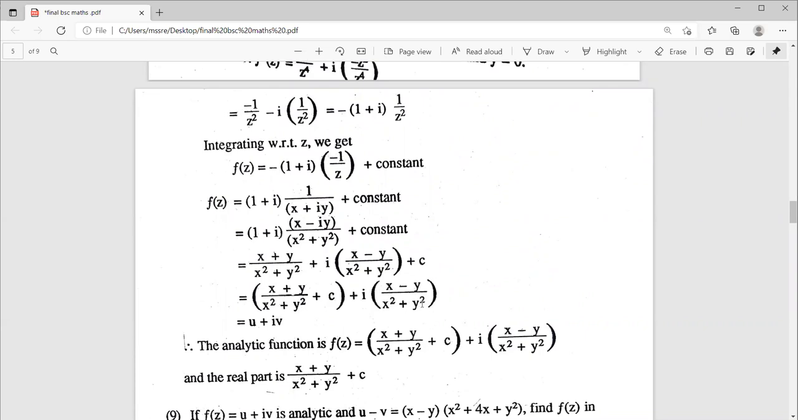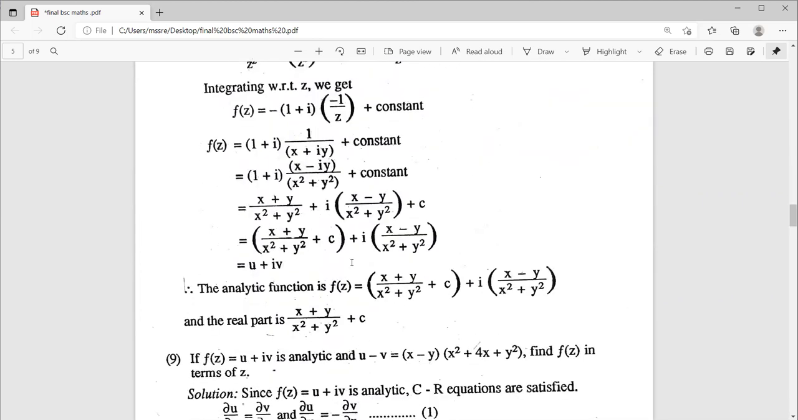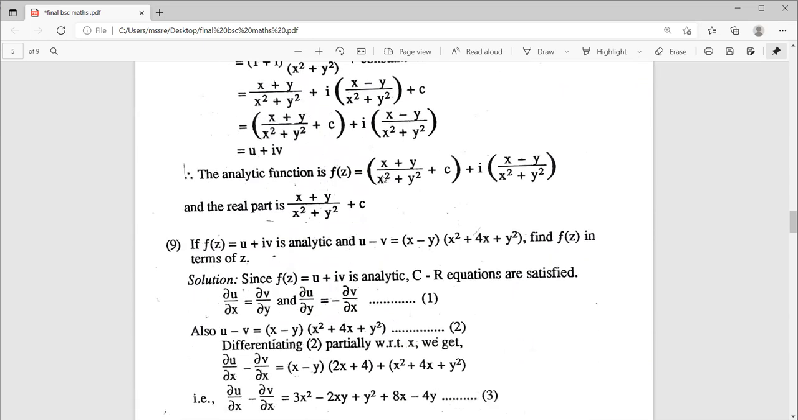This is the imaginary part given. X minus y by x square plus y square is there. Therefore, you will get u plus iv. Therefore, u is the real part. What is the real part? X plus y by x square plus y square plus c. This is the real part. Imaginary part is already given there. We need not mention that. And what is the function here? Function is minus of 1 plus i into minus 1 by z plus constant. So this is the analytic function. Given the imaginary part, you can find the real part and also the analytic function.